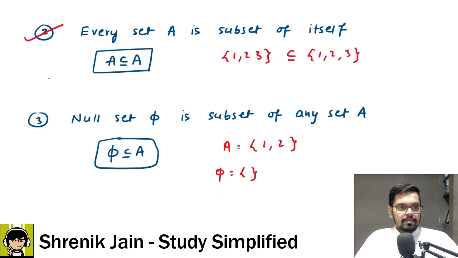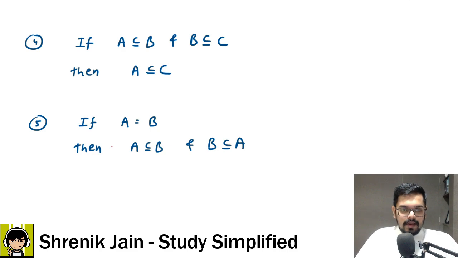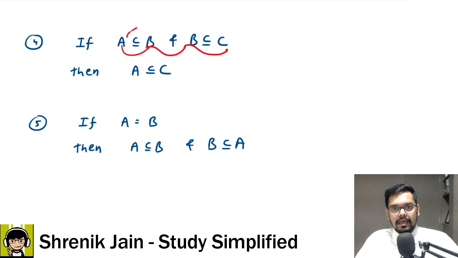So these are very famous and important points. Every set is a subset of itself. The null set is a subset of any set. Coming to the next point, which is a kind of mathematical relation. If A is a subset of B and B is a subset of C, so can you see a connection? A talks to B, B talks to C, so A can now talk to C.